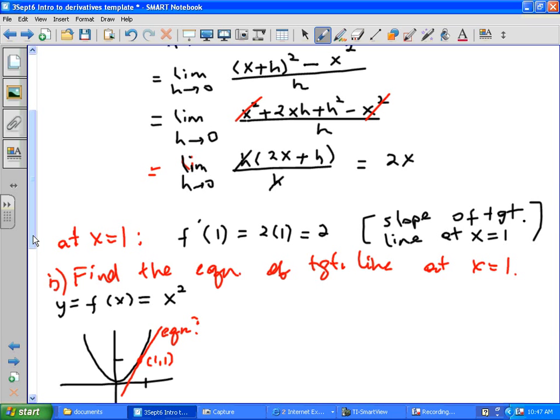So let's summarize what we have. We have a point of (1, 1). And we have a slope of 2, which we got in the step above. All we have to do is now put it together. The rest is going to be algebra to write the equation of a line. But before I do that, are there any questions about what I have so far? Any questions?